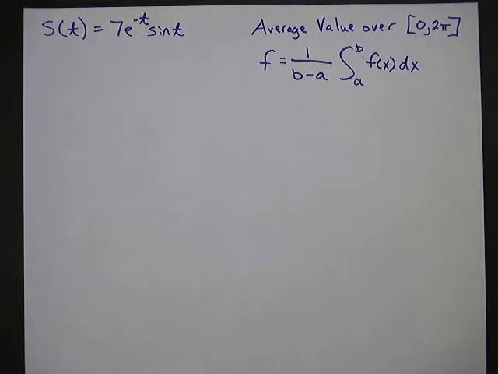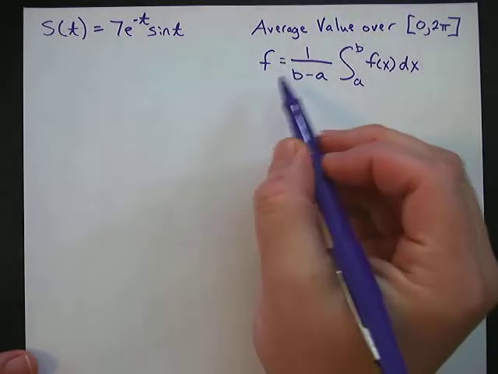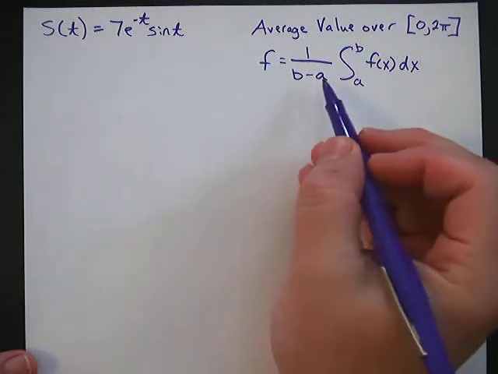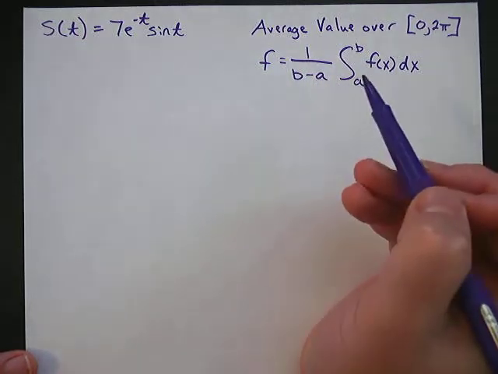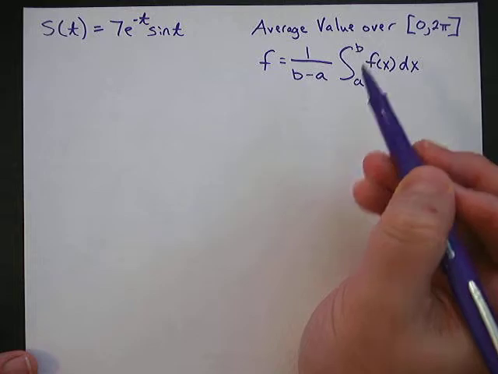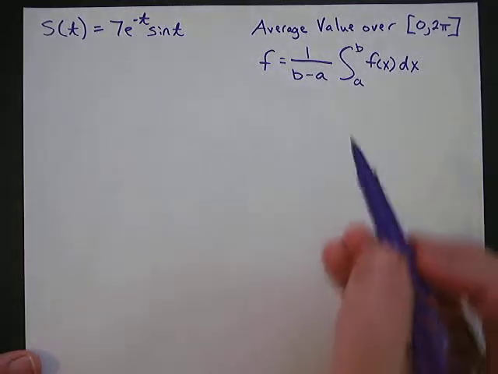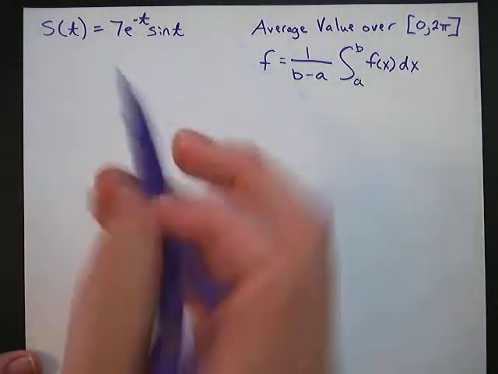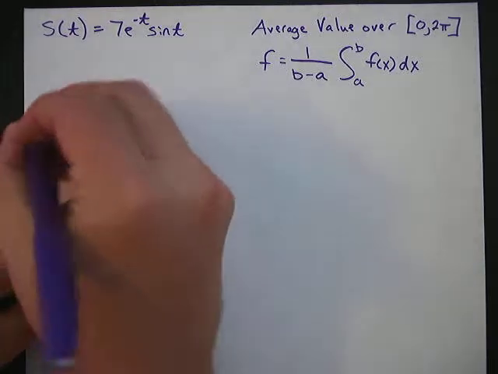Okay, so I've written down the average value formula. F is equal to 1 over b minus a, this is your interval, 0 to 2 pi, and these are your limits as well of f of x dx. And of course, our f of x will be this function here. Okay, so let's start by writing it down.